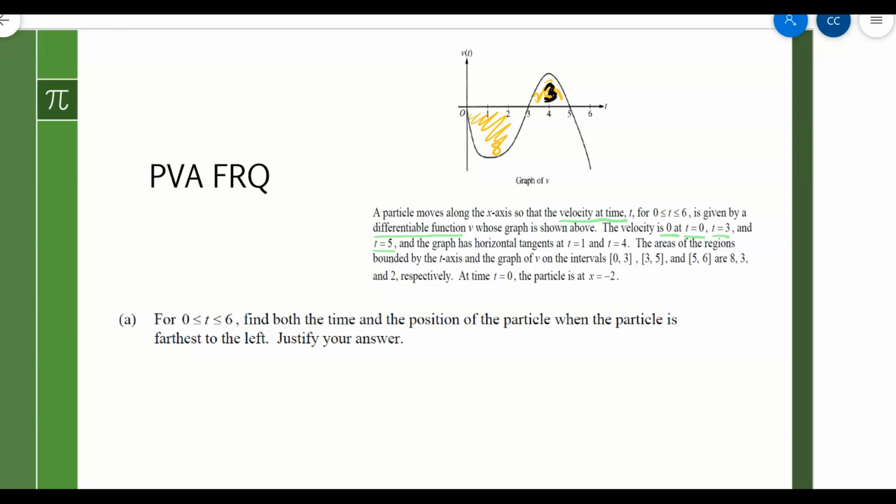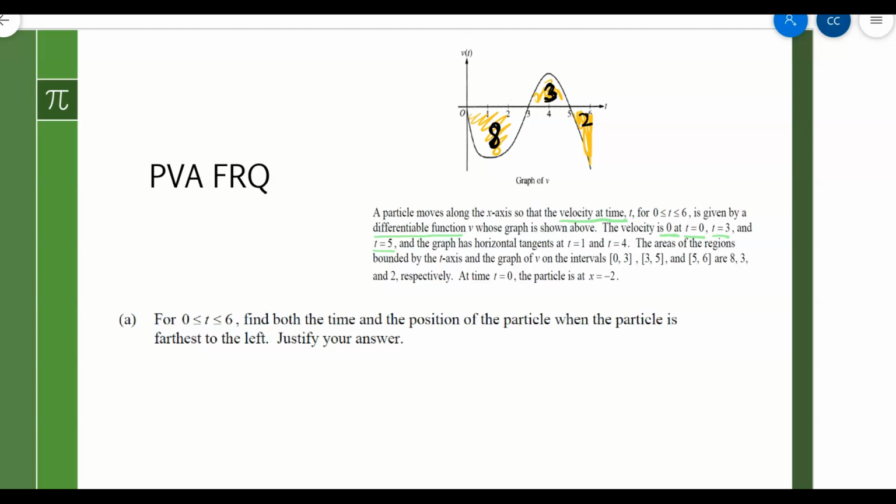And then again, the area from 5 to 6 is 2. So you have 8, 3, and 2. And at time t equals 0, the particle is at x equals -2. So what does that mean?